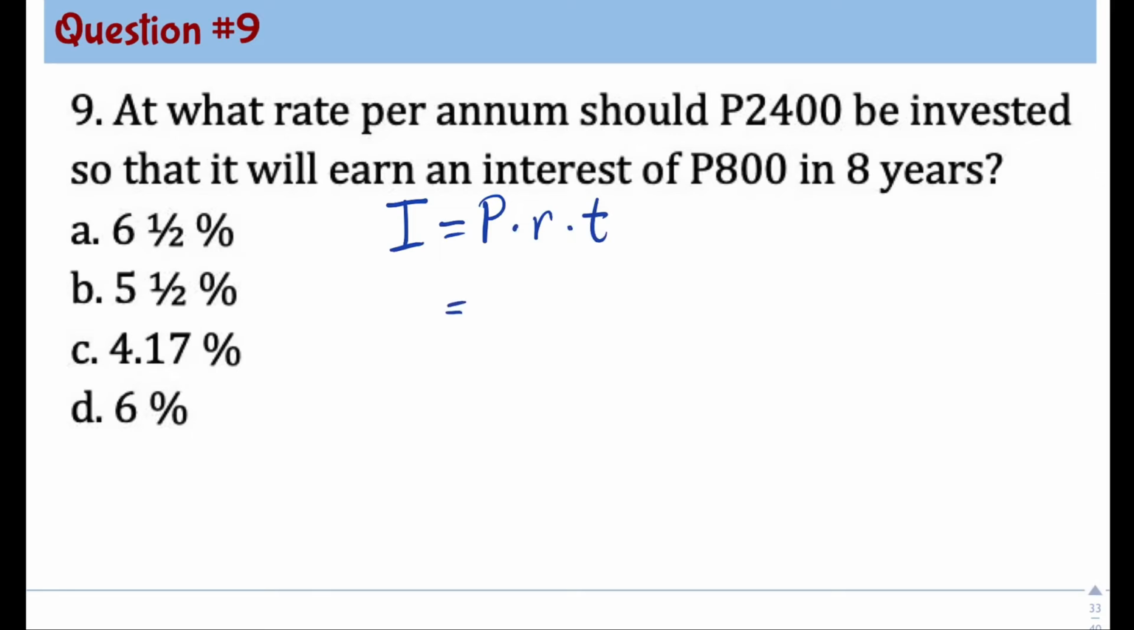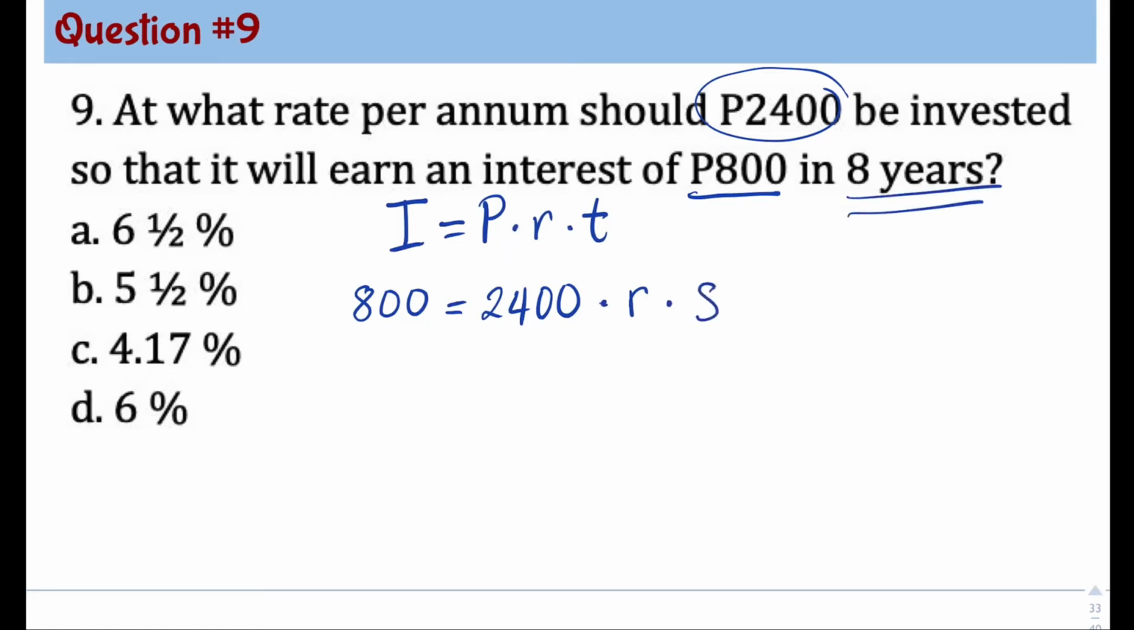So in this problem, the interest is $800, so we plug in 800. The principal is the amount of money you invested, or the initial money. In this case, it's the 2,400. So 2,400 times the rate, which we don't know, that's what we're trying to solve. And the time here is 8 years, so we need to put times 8.